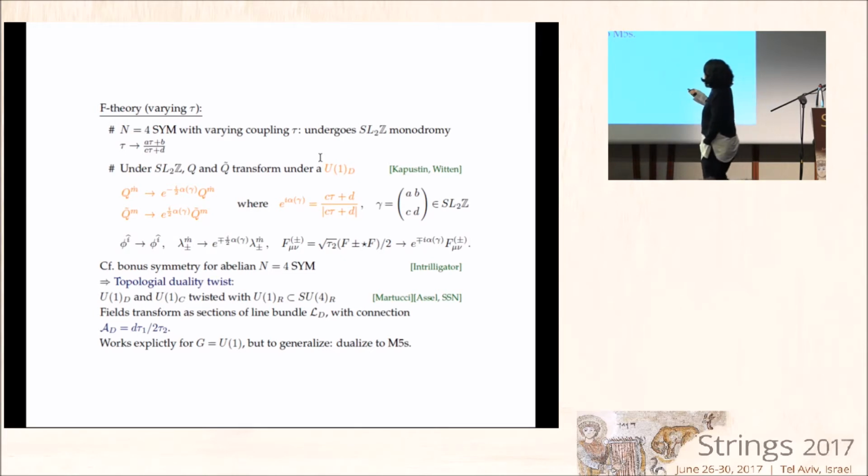What it means for the fields is, as we'll see in a second, the fields become sections of a line bundle, where the line bundle has a connection which depends on the variation of tau. It's zero if tau is constant, so we don't see it in the standard type IIB setting, but here we see a non-trivial transformation if tau varies in F-theory. This setup one can study in great detail for the U(1) gauge group, but it's useful to dualize this to M5 branes and look at an M5 brane picture.